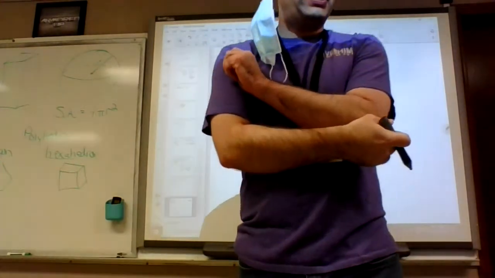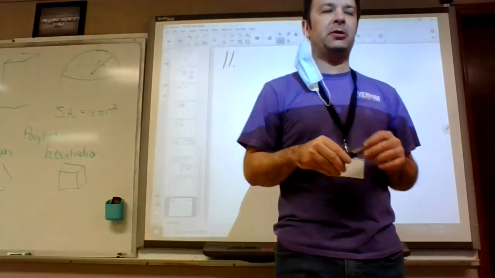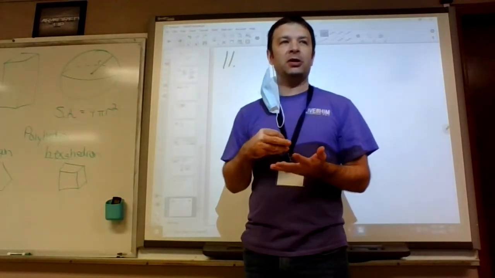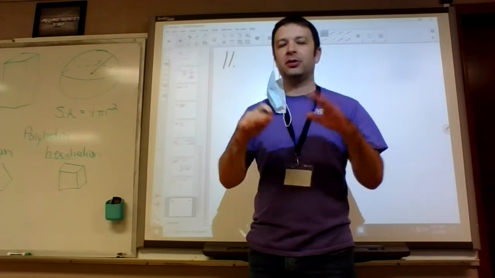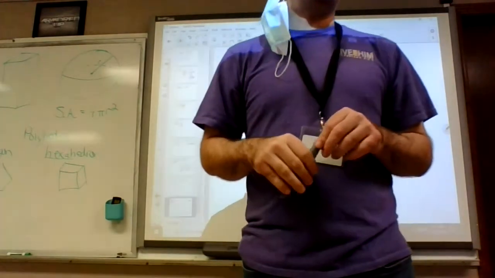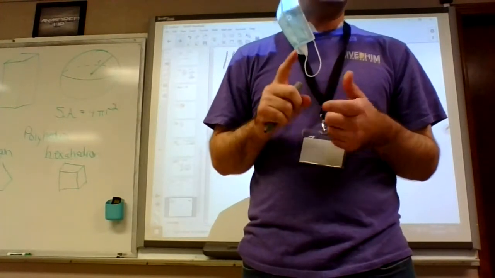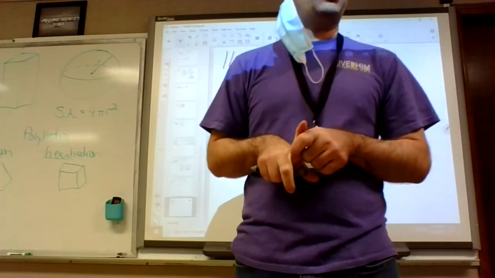All right, an octahedron. It says give the surface area of each regular polyhedra. What do they mean by regular? All the sides are the same. Okay, number 11 says an octahedron. What does octa mean? 8. 8-sided, with one face of area 10 square inches.